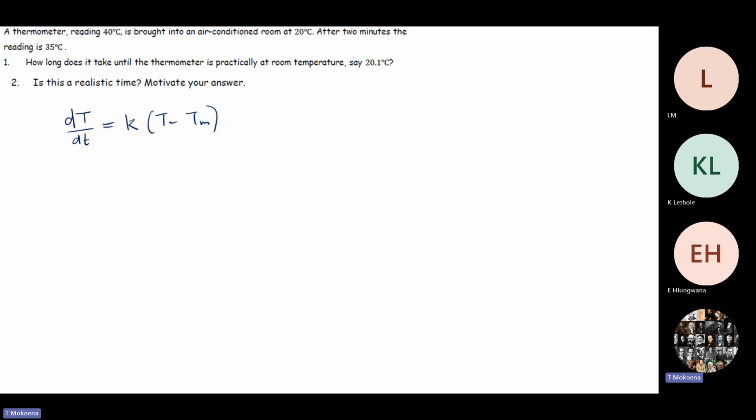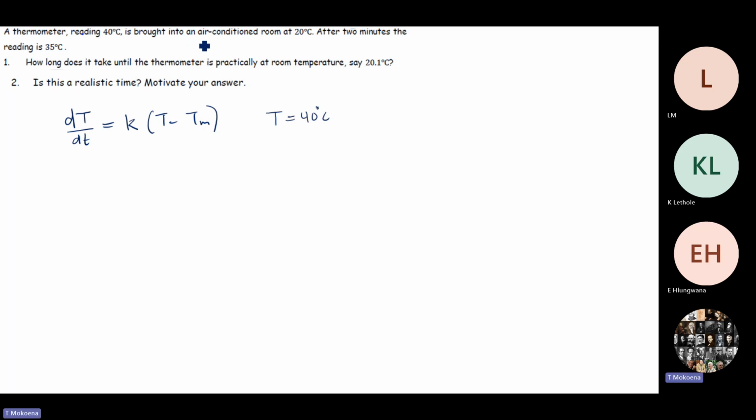I mean, like, this is you, right? You have your own temperature. Your own temperature, let's assume, is 35 degrees Celsius. But the temperature surrounding you is not the same as your temperature, unless you reach equilibrium. So that means this temperature, T, is your temperature. But this Tm over here is the temperature of the surrounding. You get my point? So now that means a thermometer reading is 40 degrees Celsius. So meaning this will be the temperature of the thermometer.